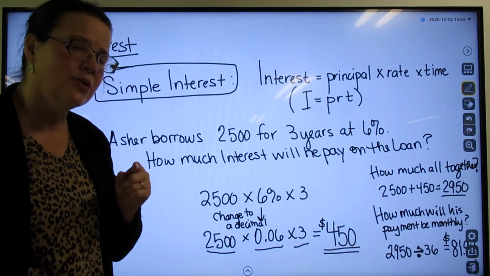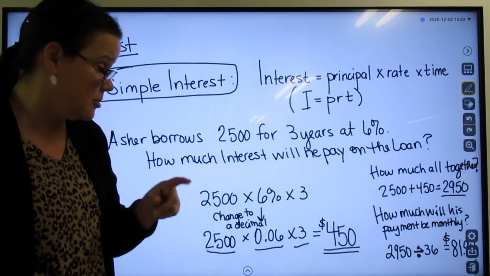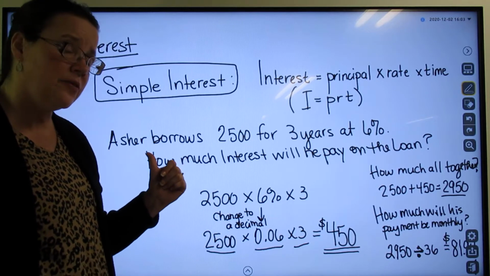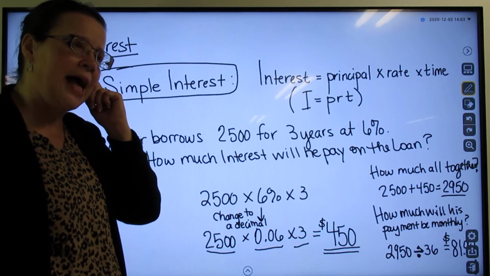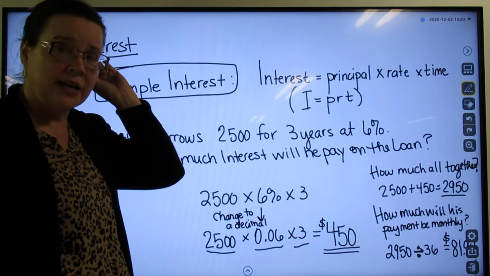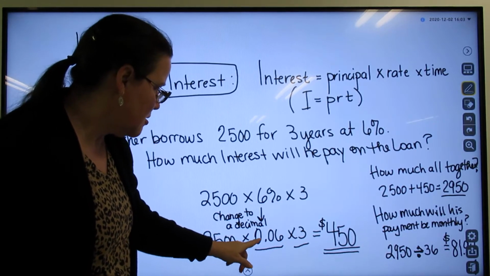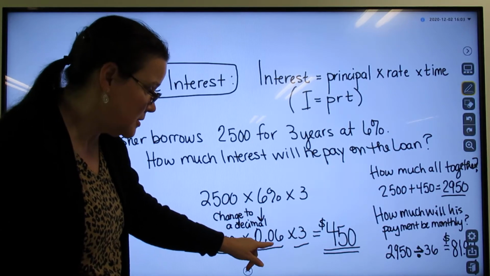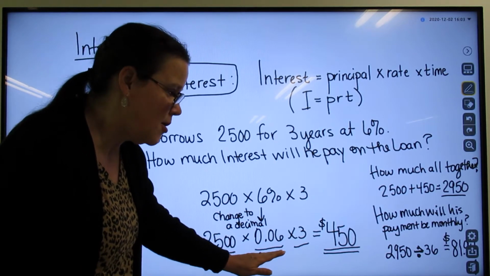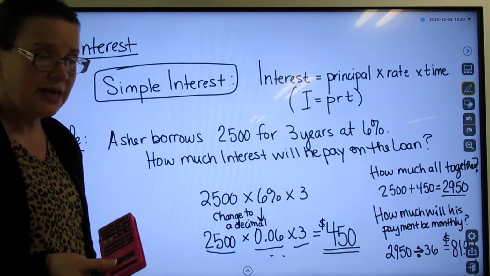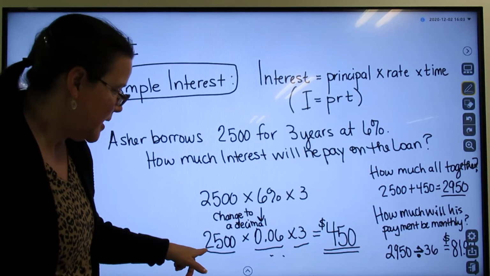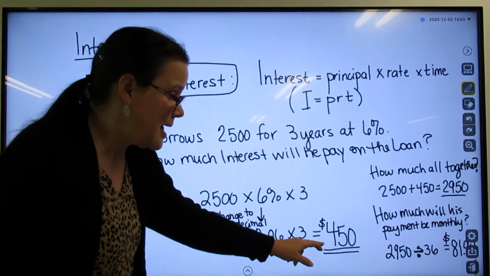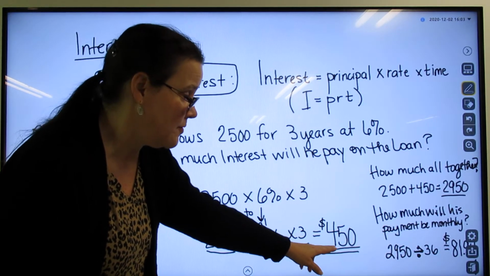There are 2 things actually, but the first thing you're going to change is the percent to a decimal. We talked about how to do that in the previous video that had percent information in it. You just move the decimal 2 places to the left, and that gives you 0.06. Then you multiply all these on your calculator. I'm not taking you through the steps, but you take 2,500 times 0.06 times 3, and the interest is going to be $450.